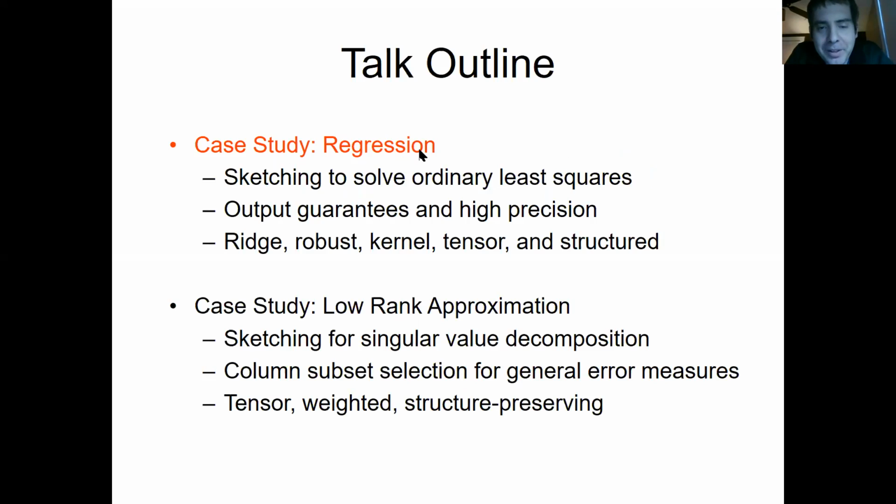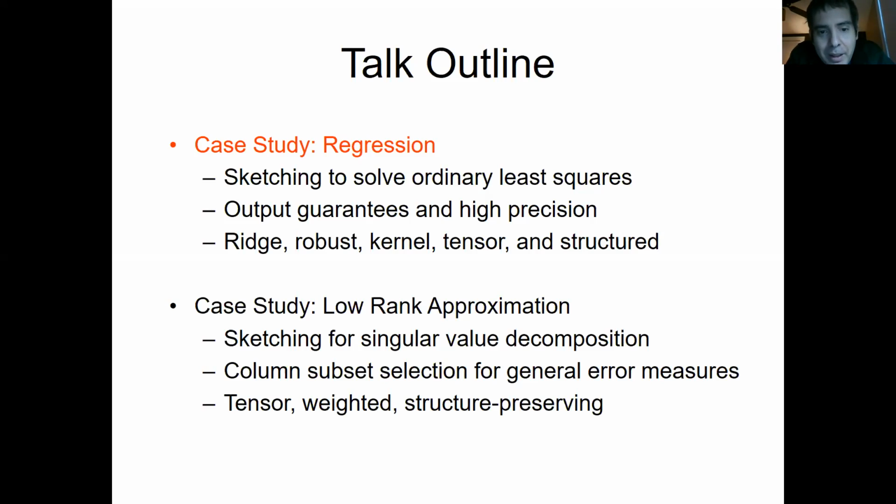First, for those who haven't seen usages of sketching before, I'll quickly show how it can be used to solve least squares regression, and in that process, go over the sketch and solve paradigm, as I like to call it, together with different matrices for dimensionality reduction. I'll then discuss other kinds of guarantees you might want from regression, guarantees on the solution vector, maybe high precision guarantees. And then I'll discuss a wide range of variants of regression: ridge regression, robust regression, kernel regression, tensor regression, and structured problems.